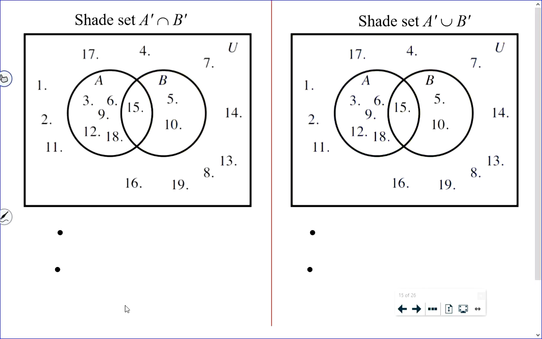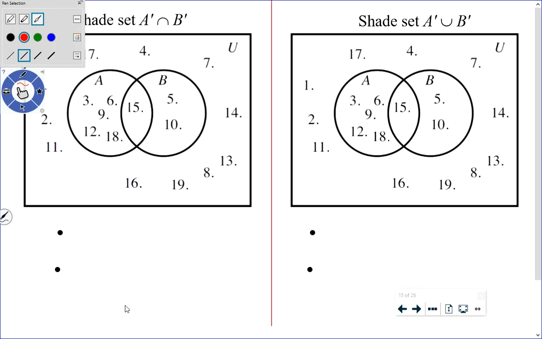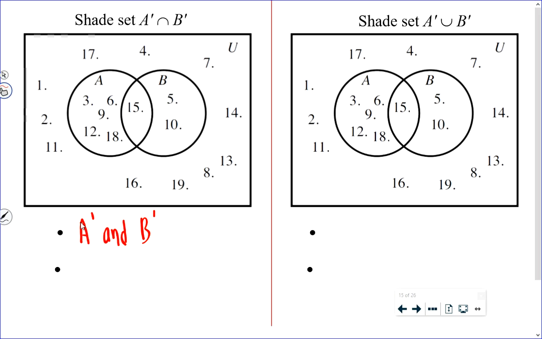Not A and not B. Not A and not B. Okay. How would we write that? We would write this and this. Well, we can certainly talk about an intersection, but in my mind, if it has to not be A and not be B, then it can't be either.